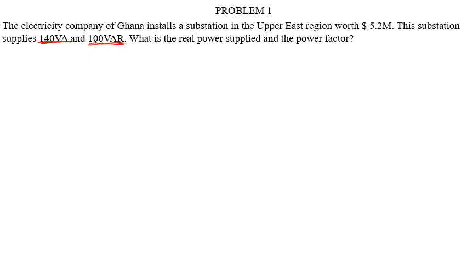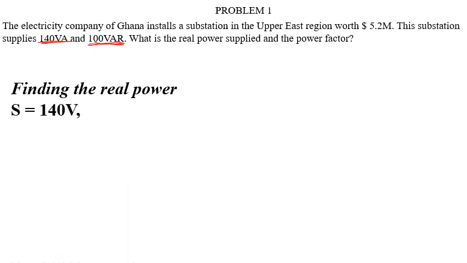We first have to find the real power. Let us write the quantities they have given us. The apparent power S is equal to 140 VA, and the reactive power Q is equal to 100 VAR. Knowing this, we have to check which formula we need. They said we should calculate the real power. From the formulas I quoted earlier, P squared is equal to S squared minus Q squared. So to find P, we simply use that formula.